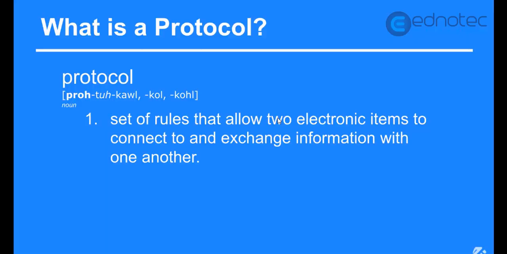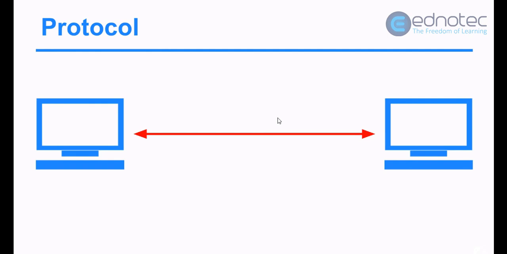Simply put, a protocol allows exchange of information between electronic items. In computing terms, it's just a set of rules that lets computers communicate with each other. A protocol says what part of the conversation comes at what time. It also says how to end the communication.